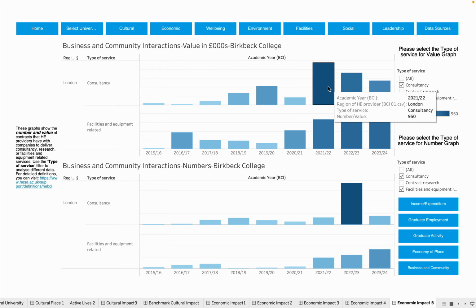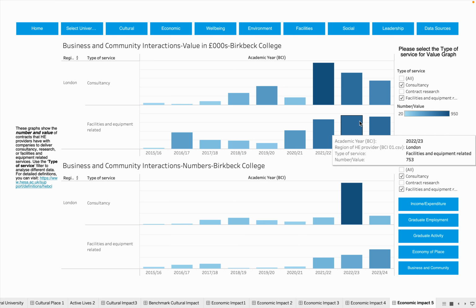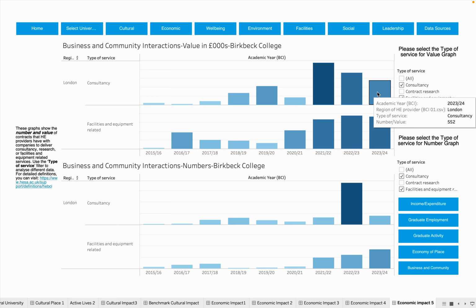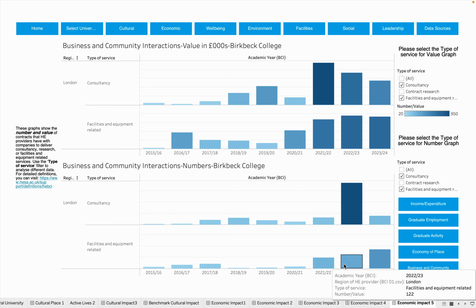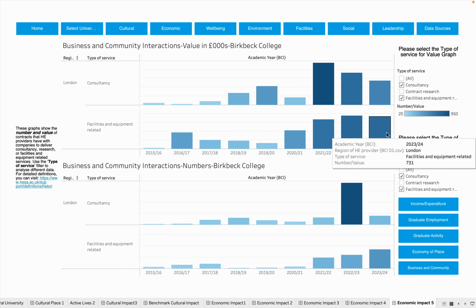For example, in the consultancy area, whereas when I look at the numbers, there's a spike here in the 2022-2023 academic year, and we would maybe want to see the impact of this in the values, and the facilities related community interactions has increased, but maybe that's not reflected in the value. So this gives us a chance to analyze what's happening.